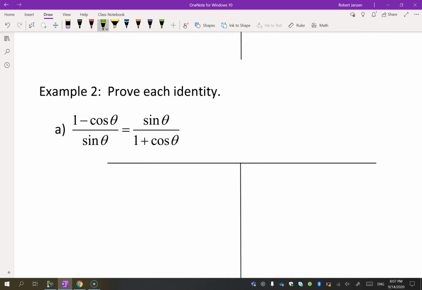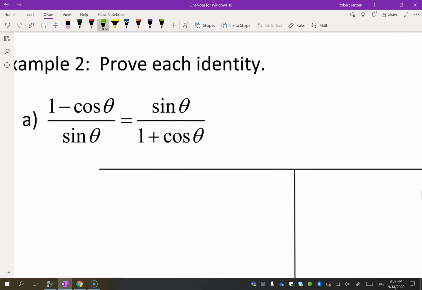Alright, continuing with the Pythagorean identities, I've got an example here that's a bit of a unique one. So I'm going to show you how to do this one, and then you're probably going to recognize these when they pop up. If you take a look at this, what do you notice about that? If you remember correctly, because they're exactly the same with opposite signs, we call those conjugates.